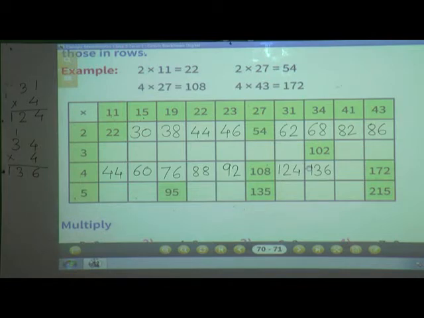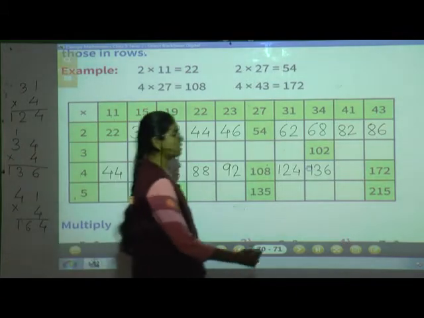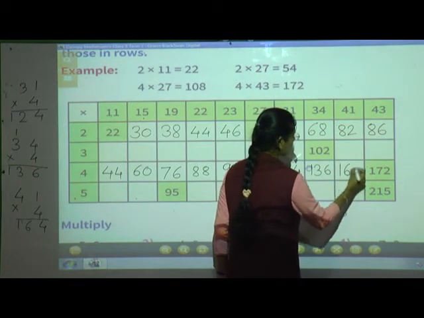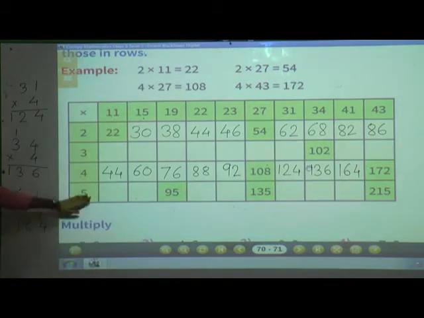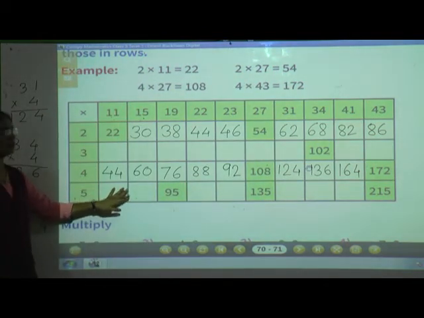Okay. Now see the next. In the row next number is 41 and here in the column which number is that? 4. So what we have to do? 41 into 4. This multiplication we have to do. 4 ones are 4 and 4 fours are 16. So 41 into 4 is equal to 164. So write here 164. Okay. So in this way you can complete this row also.